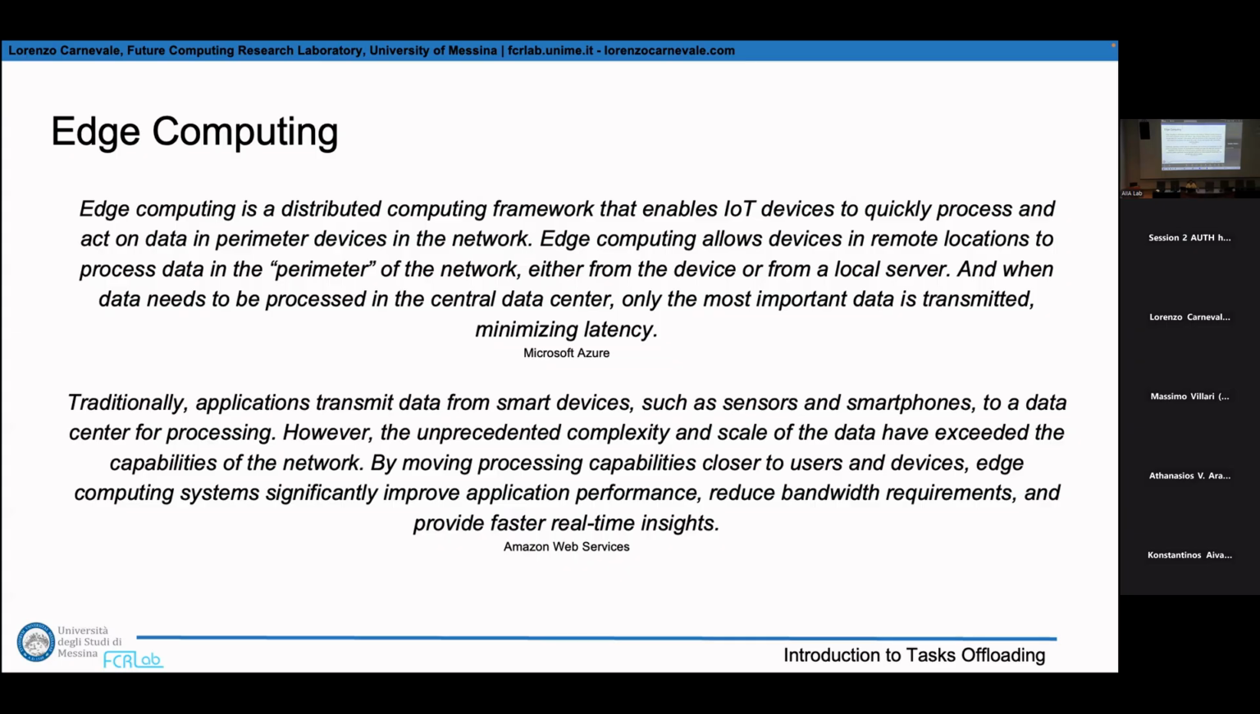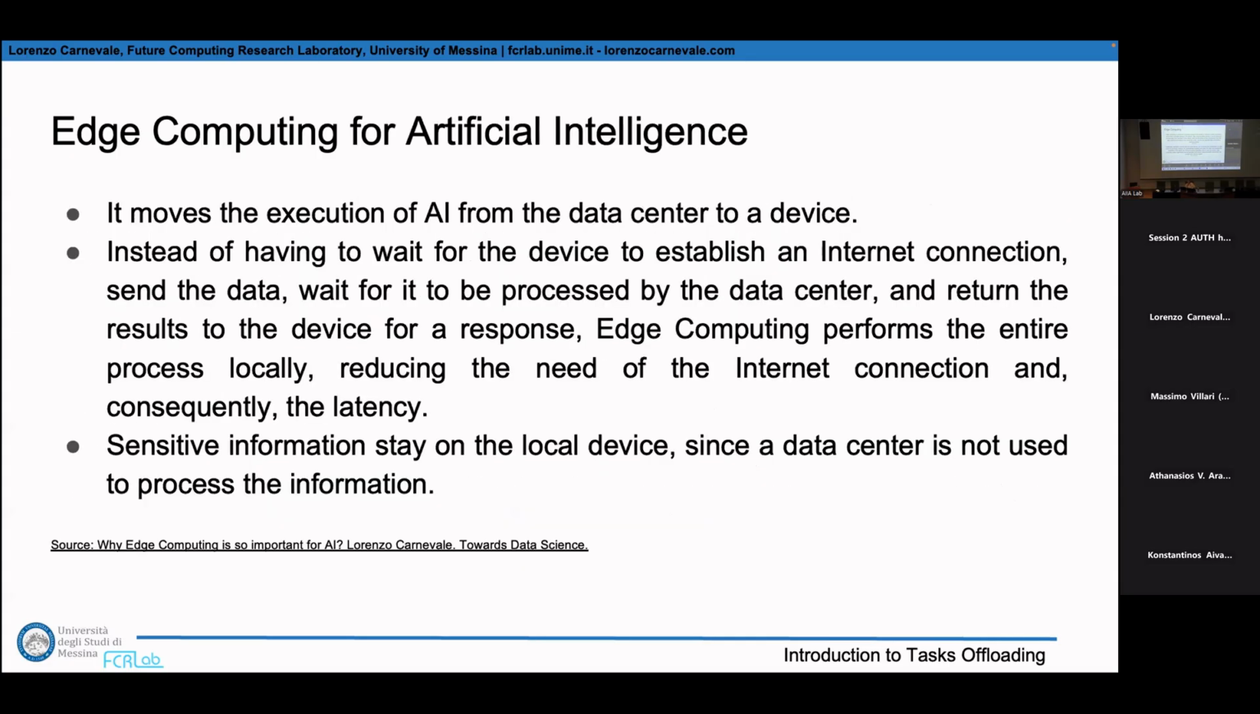Here there are two visions of edge computing provided by Microsoft Azure and Amazon Web Services, AWS, the two cloud computing providers from Microsoft and Amazon, and in this case, edge computing, that more or less say the same things. Edge computing is very interesting also for artificial intelligence, because it tries to move the execution of AI models from the data centers to the device.